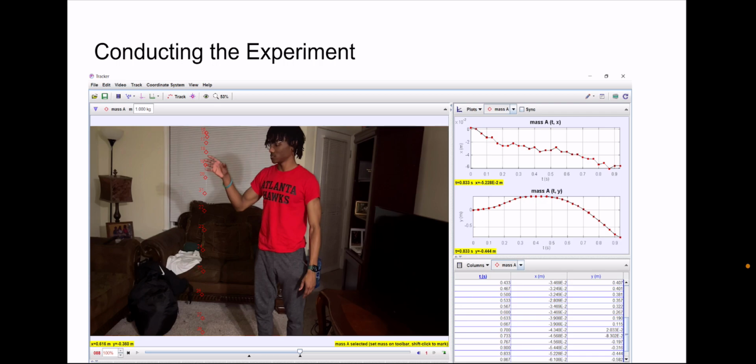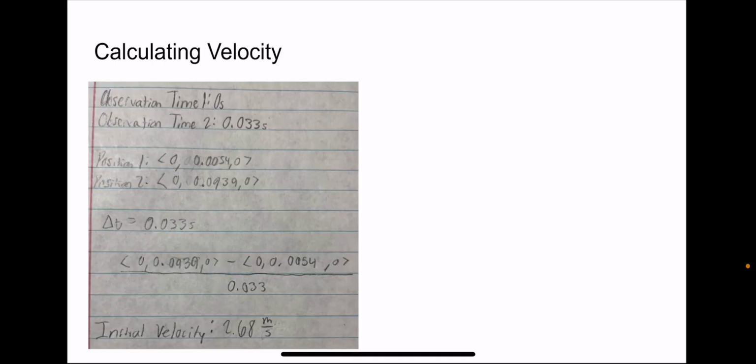Once I finished conducting that experiment, I took the data from the first time and the second time of the frames, and I calculated its velocity. So right here, I have position 1 and position 2, and my delta t is 0.033 seconds. To calculate velocity, I took the final position, subtracted the initial position, and divided by delta t. Once I did those calculations, I came up with an initial velocity of 2.68 meters per second.